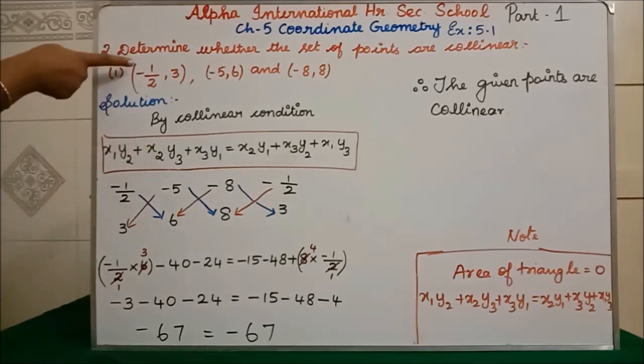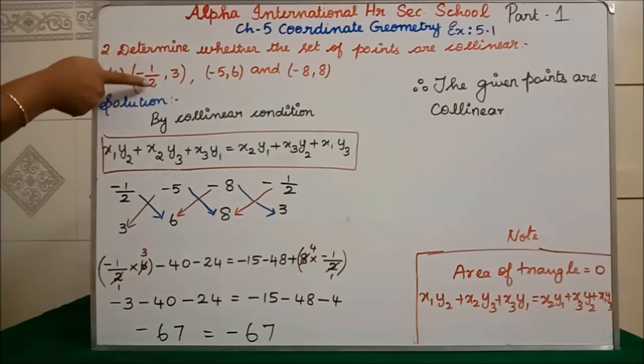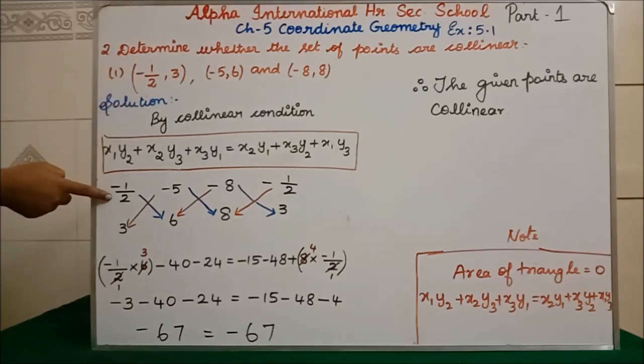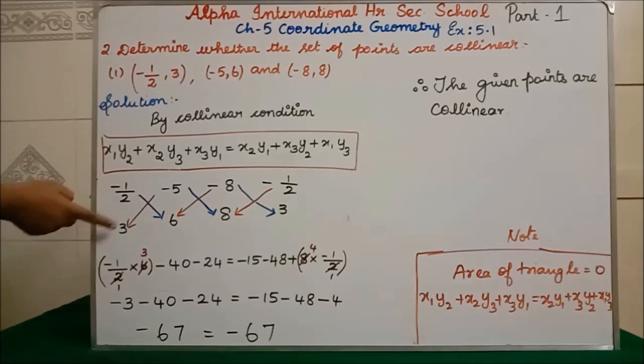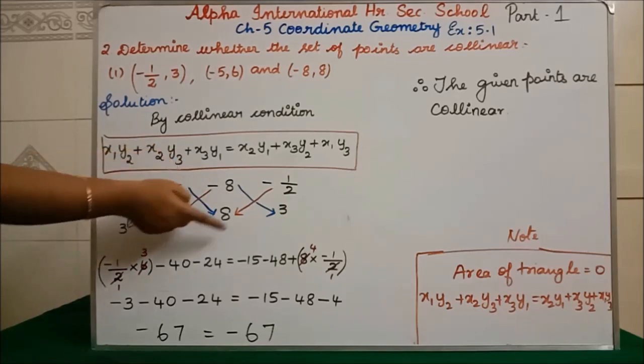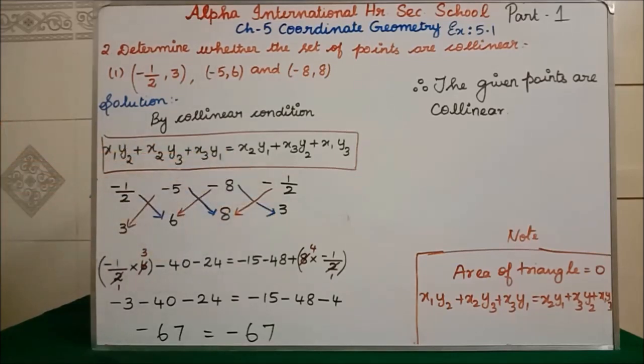Okay, now we are going to just substitute. For collinear, you need not plot the points in the graph. For only area of triangle and area of quadrilateral alone, you are going to plot the points in the graph. Now see, these are the points, minus 1 by 2 comma 3. So you are going to write this first. Minus 1 by 2, this is x comma y. In the order we are going to write.